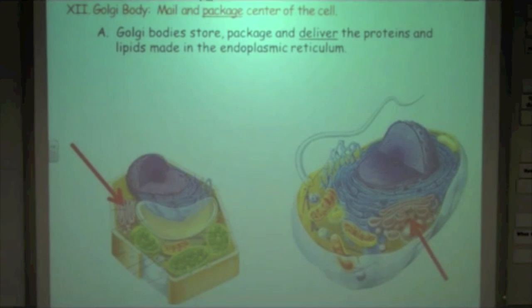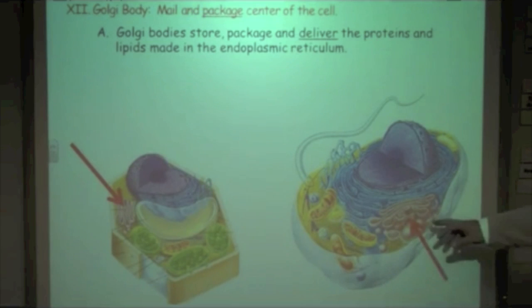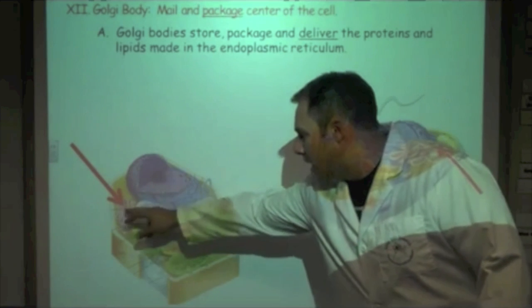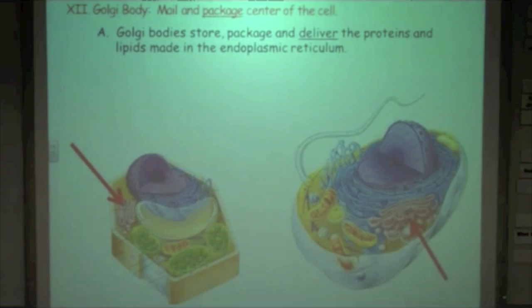Okay, Golgi bodies. Okay, Golgi bodies. They are the little mail and package-centered parts of the cell. Okay, they store and package and deliver proteins and lipids, which are fats and other things that are in the endoplasmic reticulum. Golgi bodies are found in plant and animal cells, both. Here's an example of a Golgi body in an animal cell and a Golgi body in a plant cell. Mail and package center of the cell. Very good.